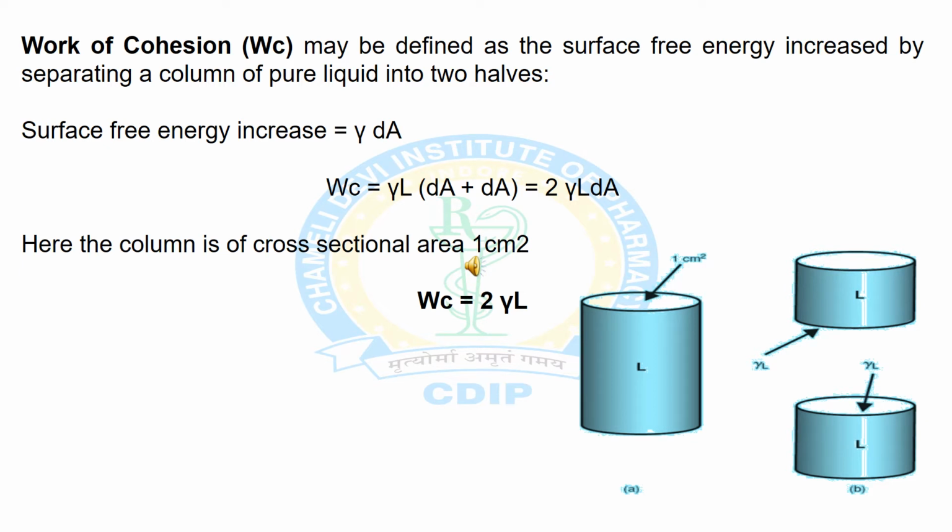The work of cohesion can be written as WC equal to gamma L into dA plus dA, which is equal to 2 gamma L into dA. The reason for taking the two cross-sectional areas is that the pure column of liquid is subdivided into two halves, therefore the cross-sectional area is considered as twice. While considering the cross-sectional area of a column as 1 cm square, the work of cohesion can be written as WC equal to 2 gamma L.